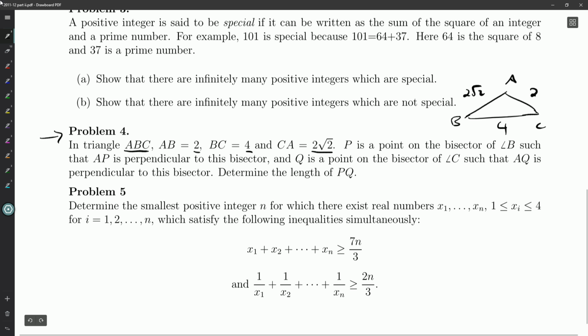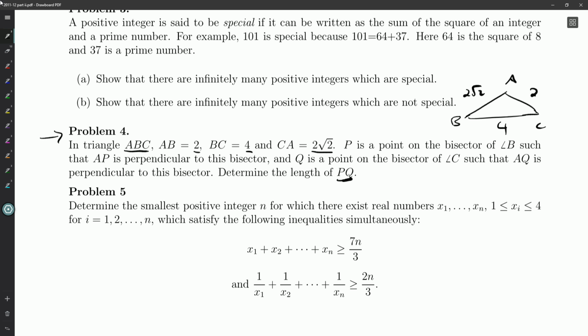What have we got? P is a point on the bisector of angle B, chosen so that AP is perpendicular to this bisector, and Q is a point on the bisector of C, so that AQ is perpendicular to this bisector as well, and we want to know the length of PQ.